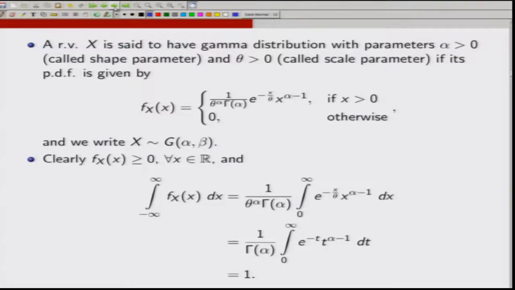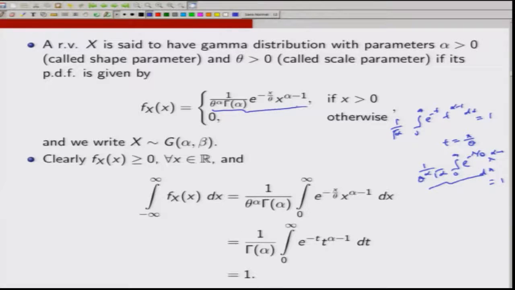So, let us move further. What we observe is integral 0 to infinity e to power minus t, t to power alpha minus 1 dt by gamma alpha is 1. So, even if I replace t, let us say x by theta, then what turns out to be 1 upon theta to power alpha gamma alpha, integral 0 to infinity e to power minus x by theta, x to power alpha minus 1 dx, turns out to be 1. And here f x is also non-negative. So, that means one can take this to be a PDF. This is for x greater than 0, 0 otherwise.